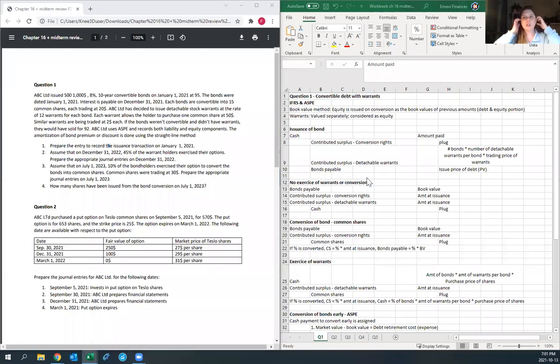So the first question is regarding convertible debt with warrants. Convertible debt is when you have a debt and the person that gave you the debt has rights to convert the debt into common shares, most likely at any time that they wish before the expiry of the debt. Under IFRS and ASPE, the method used to value them is the book value method. So the equity is issued on conversion at the book values of previous amounts, with the debt and equity portion being accounted for separately.